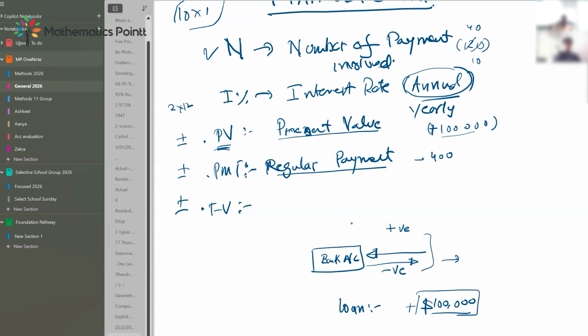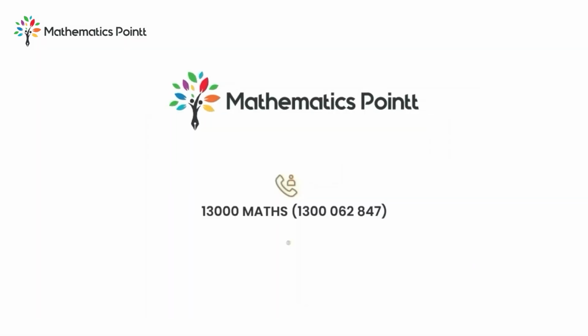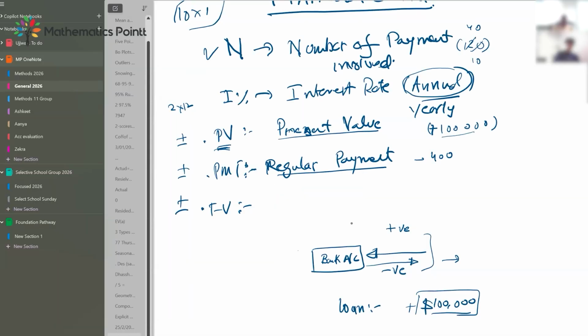And then there is FV, the future value. It tells me what is the value of my investment or my loan after a given period of time. What is the value of the loan or investment after a period of time?